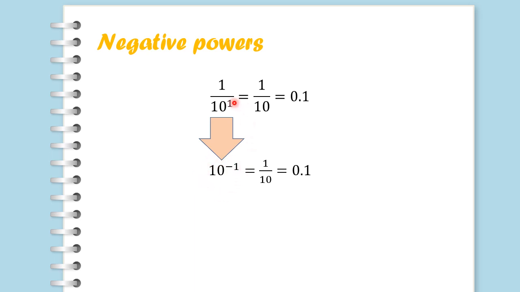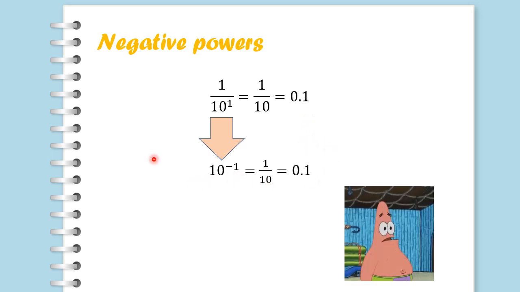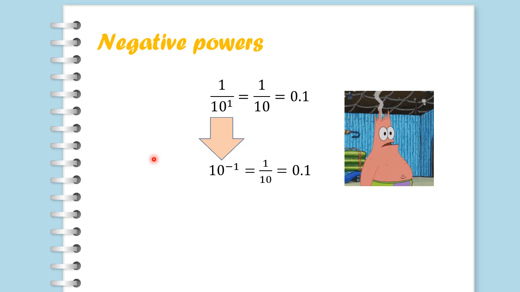As if we have moved the 10 power 1 upwards. It was in the denominator, as if we move it upwards, but we changed the sign of the exponent. It was 10 power 1, it becomes 10 power minus 1. So it's the same answer, 0.1. It is the same value, but it's written in a new way. That's weird, right? But that's how negative powers work.